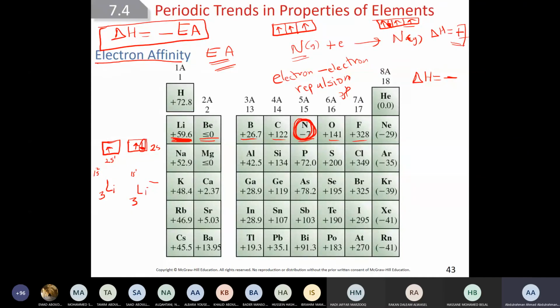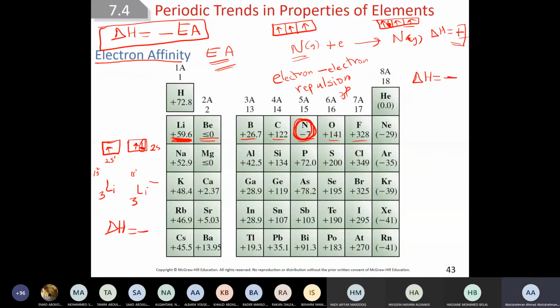This means delta H is negative, which is acceptable. So the attraction from the nucleus is greater than the repulsion between the electrons, right? Fantastic. Yes, exactly. That's the meaning. The attraction by the nucleus for this element is stronger than the repulsion between the electrons, and that's why this becomes negative. All right.